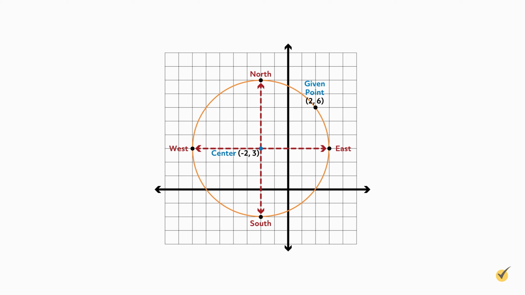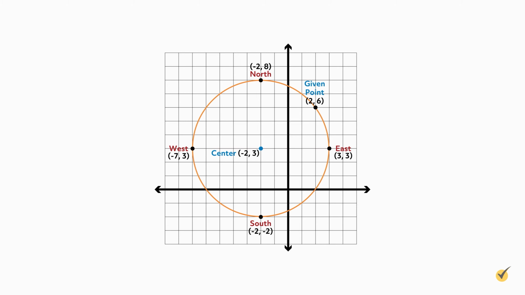Look at all those points we found. Going north 5 units, we found (-2, 8). Going west, we found (-7, 3). Going south, we found (-2, -2). And going east, we found (3, 3). 4 points, 1 more than the problem asked us to find. And we're not done yet. We can find even more points if we want, since the given point isn't one of our 4 compass points.